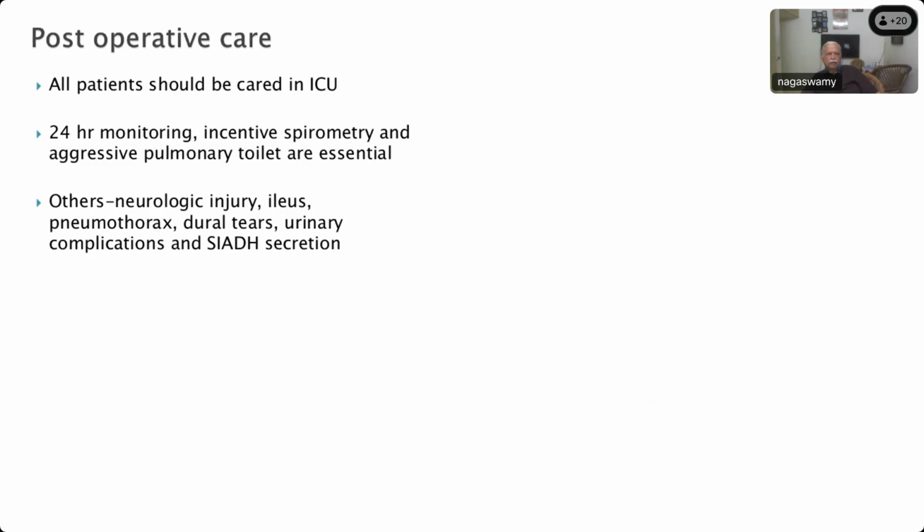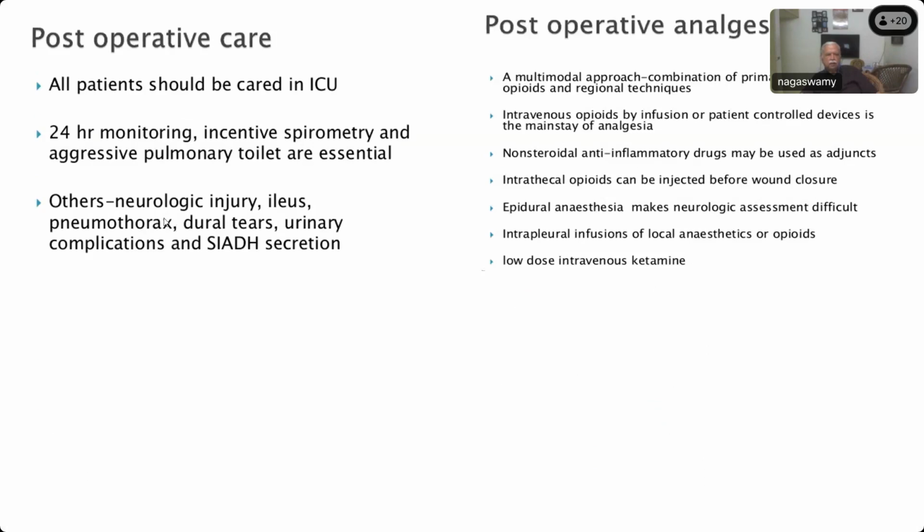Post-operative care: this patient should be in the ICU with 24-hour monitoring, and make them breathe with incentive spirometry. Other complications are neurological injuries, ileus, pneumothorax, dural tear, urinary complications, or sometimes SIADH also is very common. For post-op analgesia, use a multimodal approach, the combination of paracetamol, NSAIDs, opioids, intravenous opioid infusion, PCA, patient-controlled analgesia.